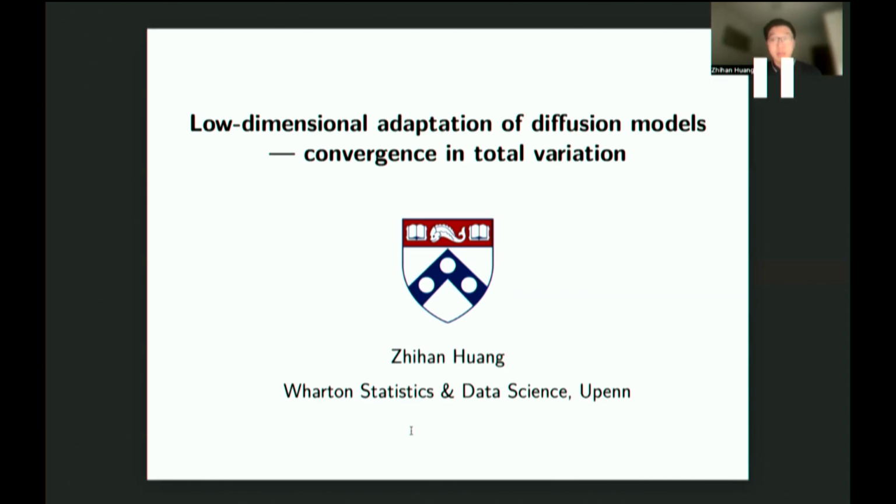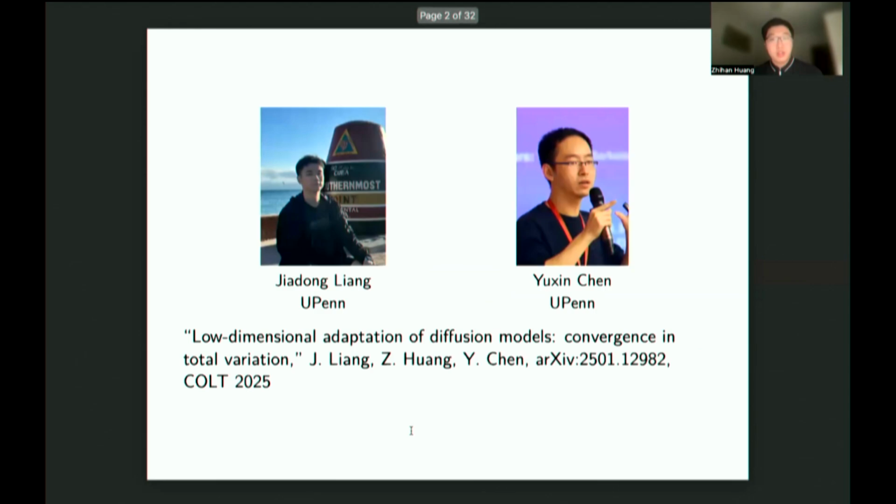Hi, everyone. Today, I'm going to present our paper, Low-Dimensional Adaptation of Diffusion Models, Convergence in Total Variation. This is joint work with Jiadong Liang, who is a postdoc in our department, and my advisor, Yuxing Chen. Here's a link to our paper.